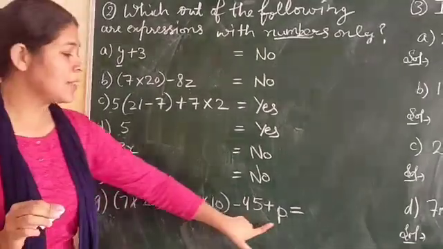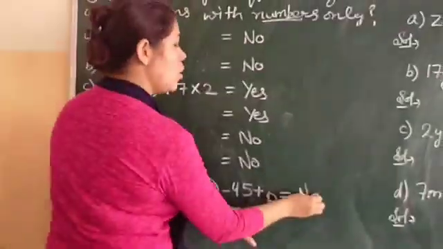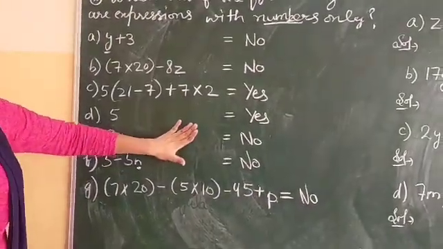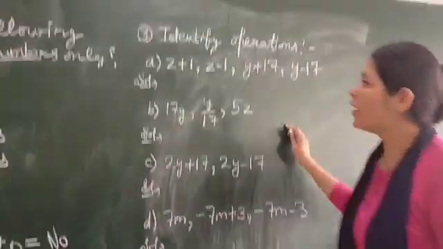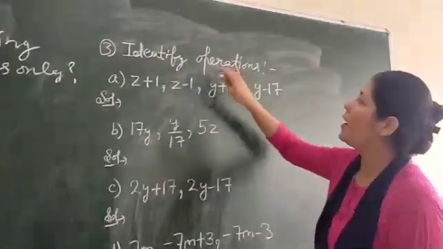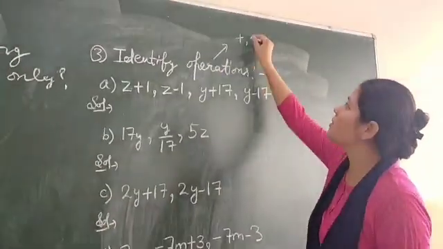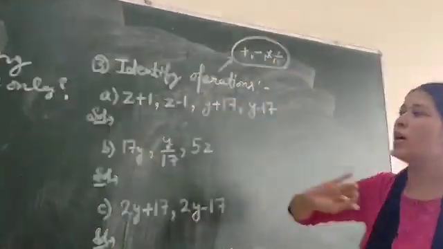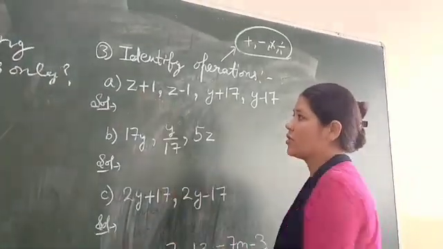In this G part, there is also variable P, so this is also not. So this is the expression with numbers only. Now come on the third question. Third question is identify operations. Now I told you which operations: plus, minus, multiply and divide. These operations you have to write here. You have to find which operations are coming between expressions.